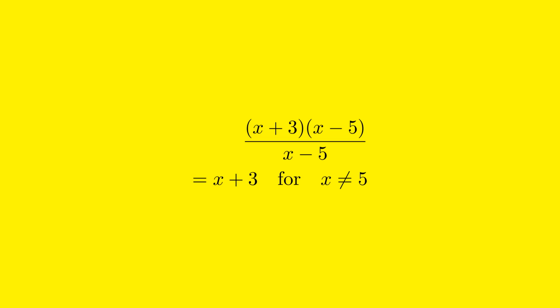By cancelling out the identical x minus 5 terms, we are left with x plus 3. Thus, the expression simplifies to x plus 3, provided that x is not equal to 5. This is the final step, and no further simplification is needed. The simplified expression is x plus 3, with the condition that x is not equal to 5.